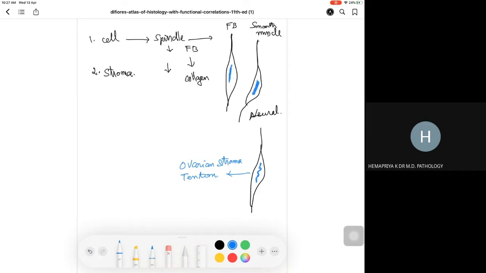Fibroblasts are the predominant cells in connective tissue, and they produce collagen. And that collagen is acellular and eosinophilic. Surrounding that, you see the fibroblasts, with nuclei that are spindled or tapered on both sides.